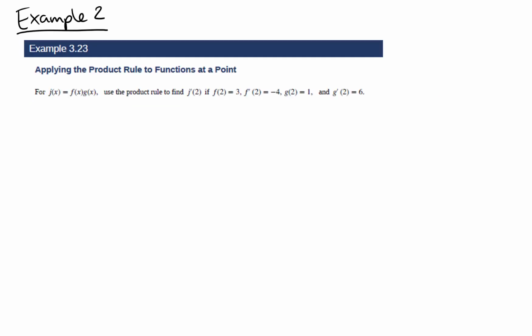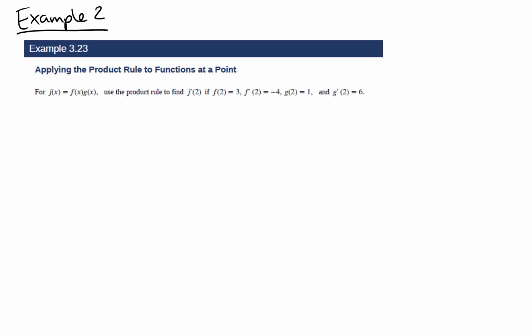Moving on now, we're going to take a look at another example, this one out of the textbook. So if we have j of x defined as f of x times g of x, we're going to use the product rule to find j prime of 2, given that f of 2 equals 3, f prime of 2 equals negative 4, g of 2 equals 1, and g prime of 2 equals 6.